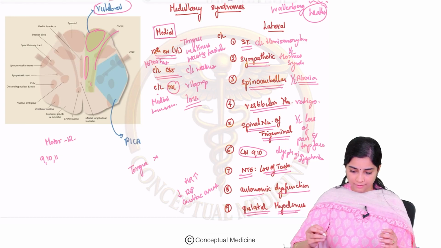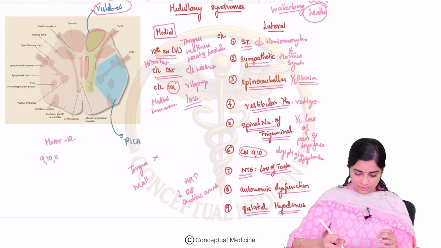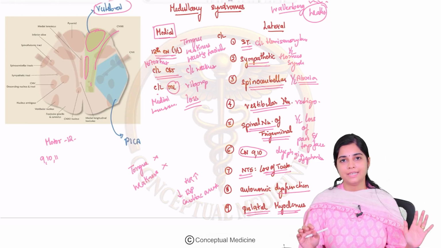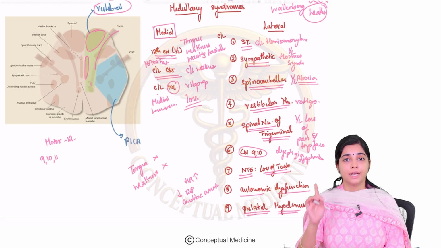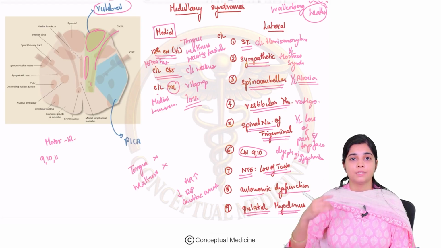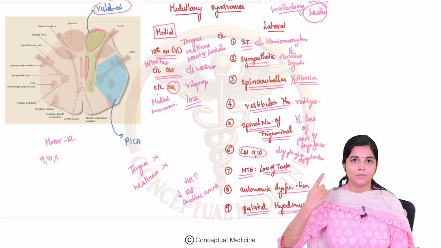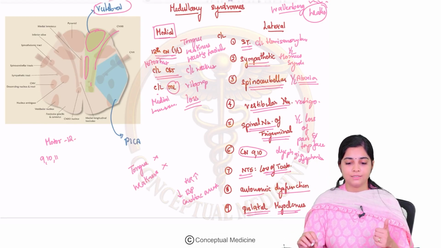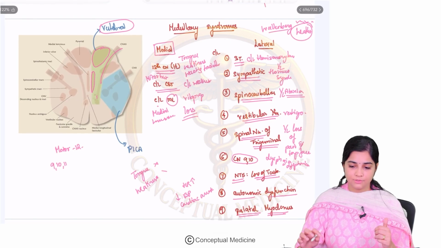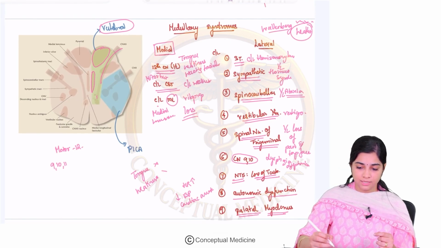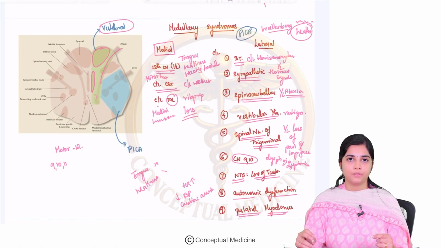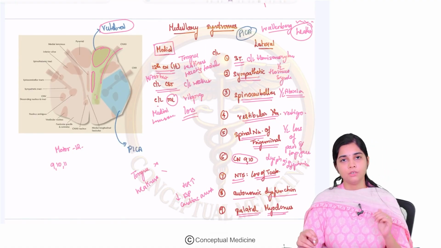Then will you have weakness? No, because the corticospinal tracts are spared. It's always the S structures which are involved. And a characteristic feature that you have to remember is ipsilateral loss of pain and temperature in the face and contralateral hemisensory loss. So that is your Wallenberg syndrome. And if they ask you which artery, you will have to say posterior inferior cerebellar artery or PICA. Okay, so this is about your medial medullary and lateral medullary syndrome.